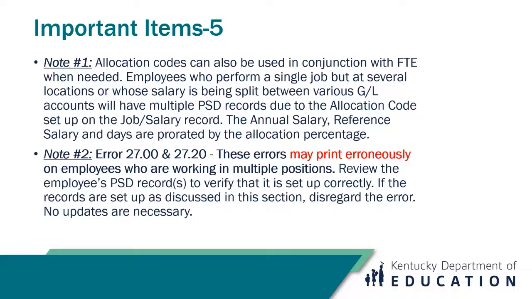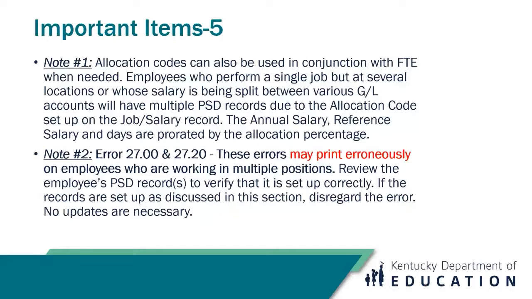So the note 1 here, allocation codes can also be used in conjunction with FTE when needed. Employees who perform a single job but at several locations, or whose salary is being split between various GL accounts, will have multiple PSD records due to the allocation code set up on the job salary record. This is just like we saw in CSD. The annual salary, reference salary, and days are prorated by the allocation percentage.